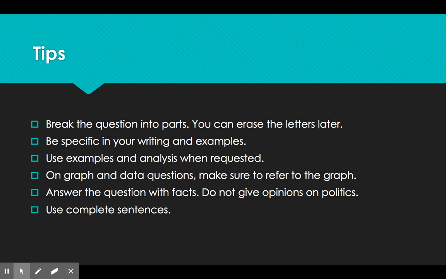Use examples and analysis when requested. On graph and data questions, make sure you refer to the graph. Answer the question with facts. You're not going to just give opinions on politics, okay? Make sure that you are using factual information from the course. And always use complete sentences.